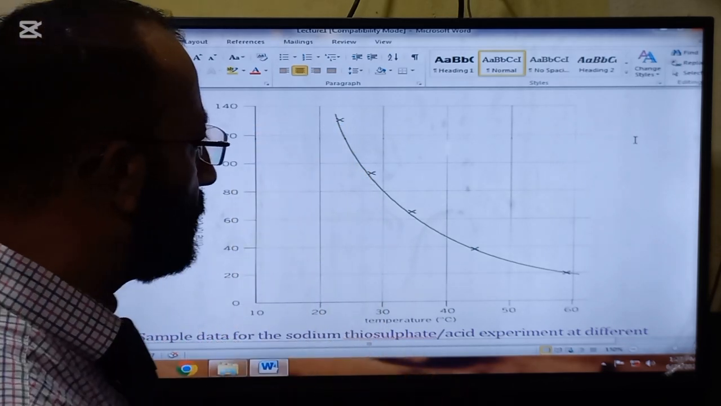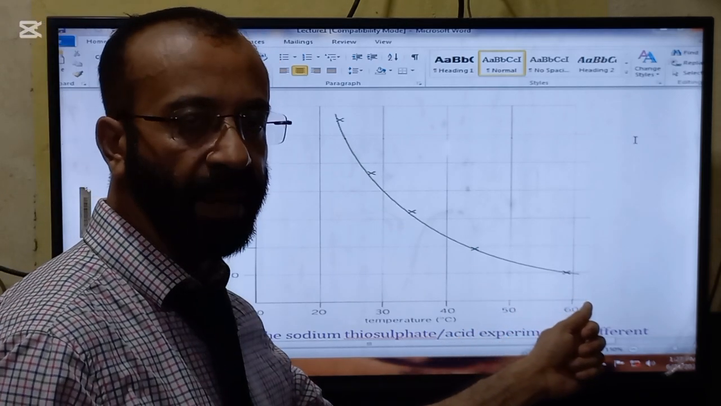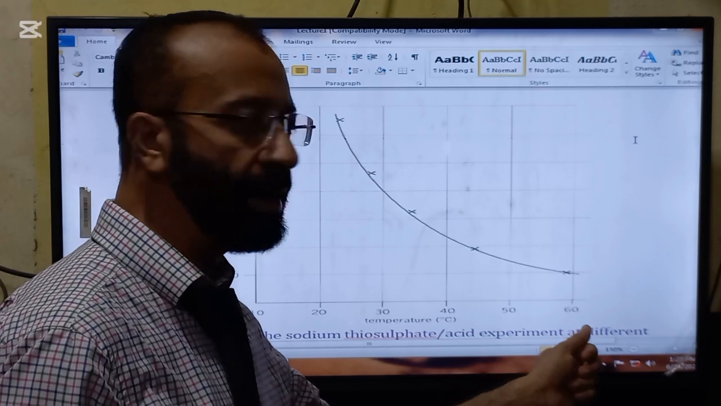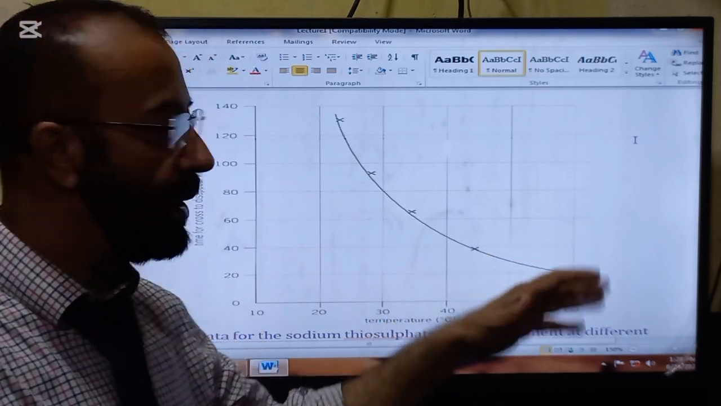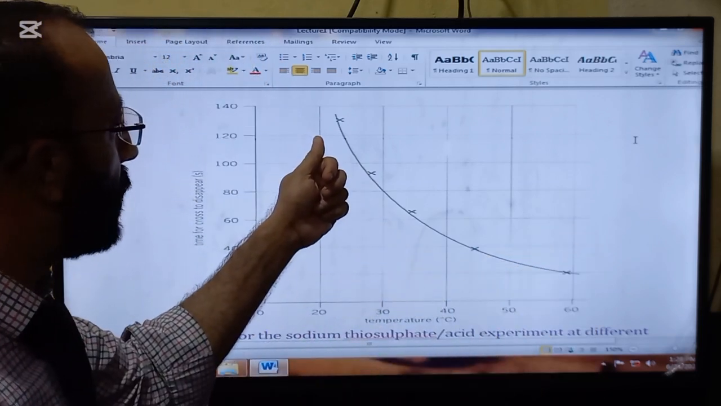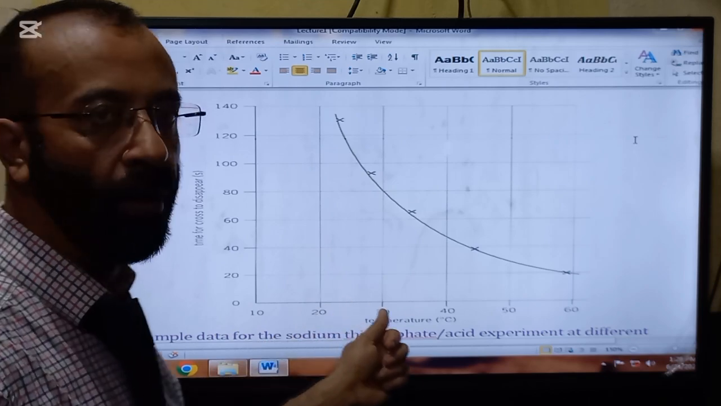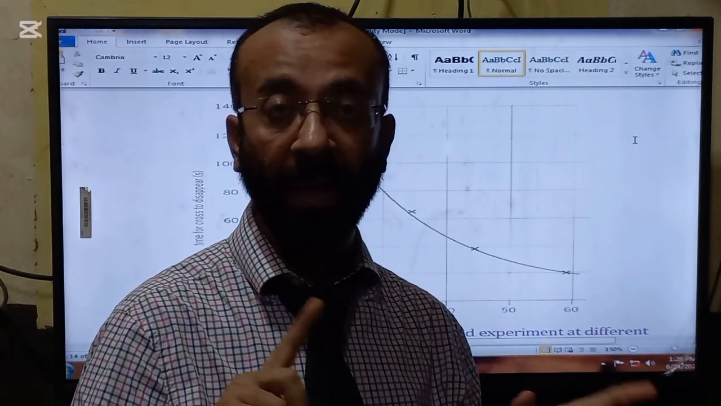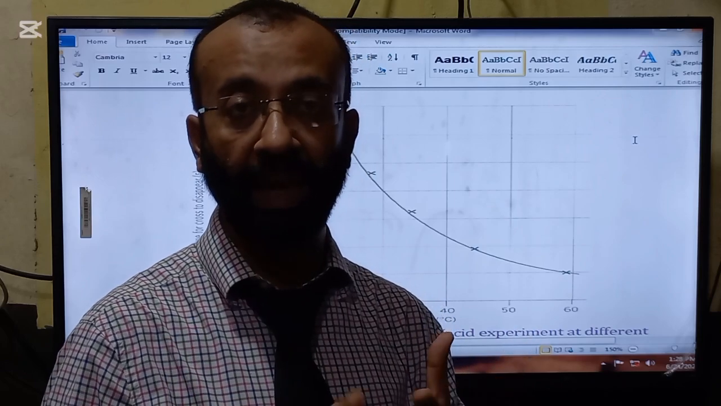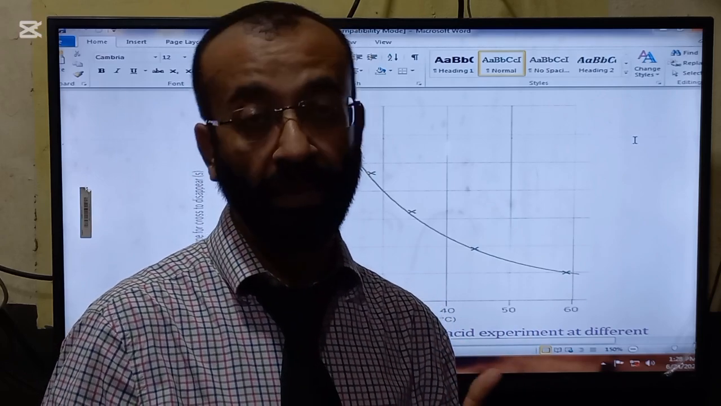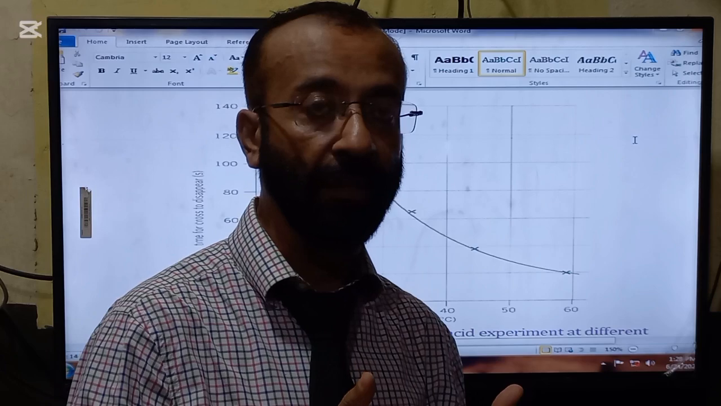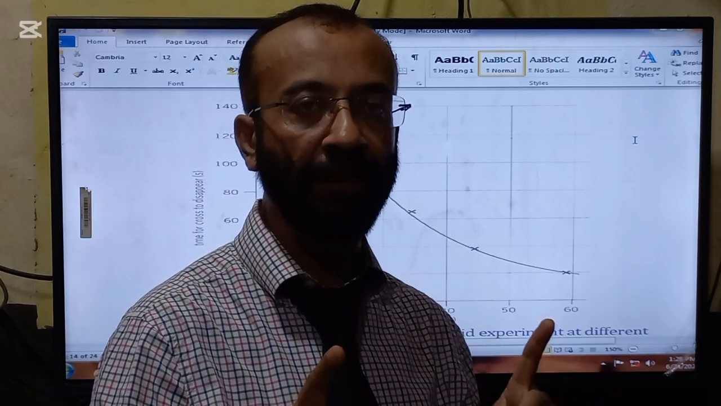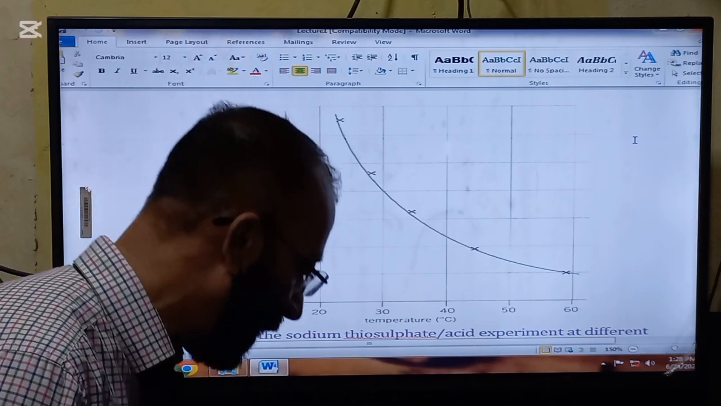So you can see the reaction completed in lesser time when the temperature was higher, and the time taken was more when the temperature was lesser. So this is the inverse relation between the temperature and the time. The more the temperature, the lesser will be the time. The less the temperature, the more will be the time. So this is the effect of temperature on the rate of reaction.